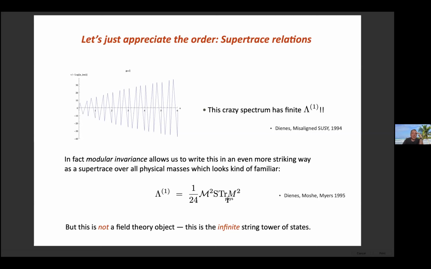You may also see that it actually looks like the first term in the Coleman-Weinberg potential, except instead of a cutoff, we actually have a number: we have the string scale in there. Otherwise it looks a bit like it, but it's actually completely the opposite thing. It's a supertrace over the mass squareds of all of the states up to infinity. There are no cutoffs at all. So it's not a field theory object, although it looks a bit like one. It's really a sum over the infinite tower of states.